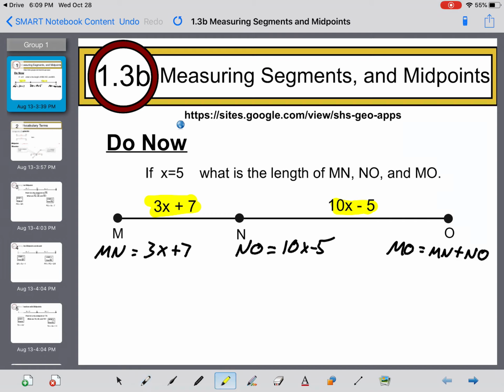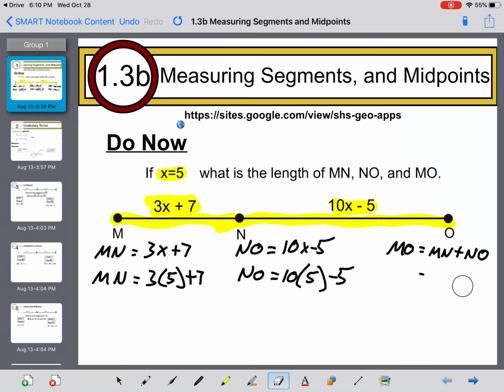So the most important piece of information that makes this question easier from the ones we did yesterday is they give us the x value. So everywhere I see an x, I'm going to substitute in a 5. We'll leave this one. So MN is equal to 3 times 5 plus 7.